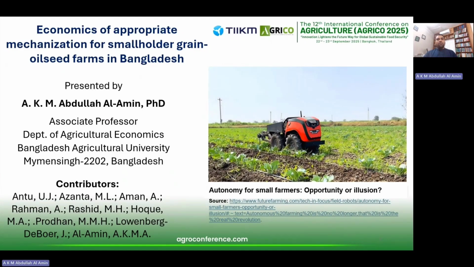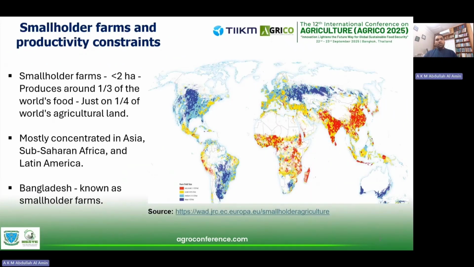Here I'm presenting our research work on the economics of appropriate mechanization for smallholder grain-oilseed farms in Bangladesh. Worldwide, smallholder farms having less than 2 hectares of land produce around one-third of the world's food on just one-fourth of the world's agricultural land. These smallholder farms are mostly concentrated in Asia, Sub-Saharan Africa, and Latin America.